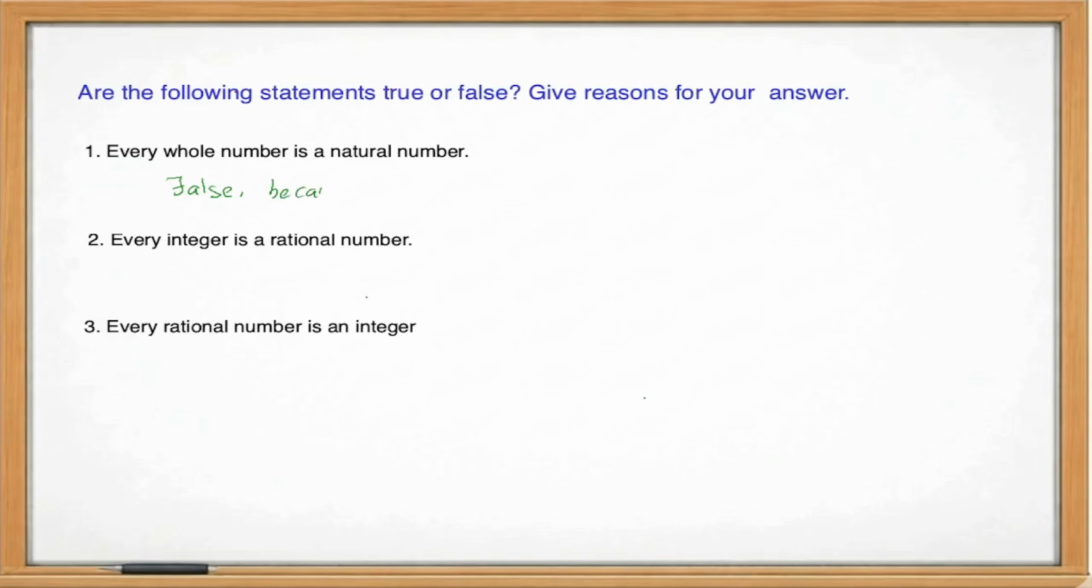Because 0 is a whole number but not a natural number. Next, every integer is a rational number. Every integer. Okay, this is true.